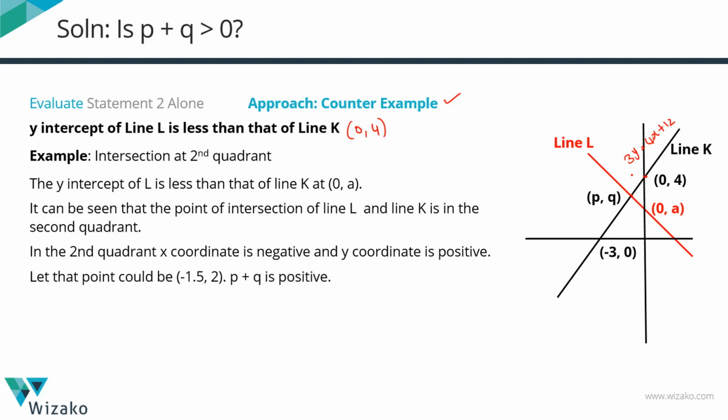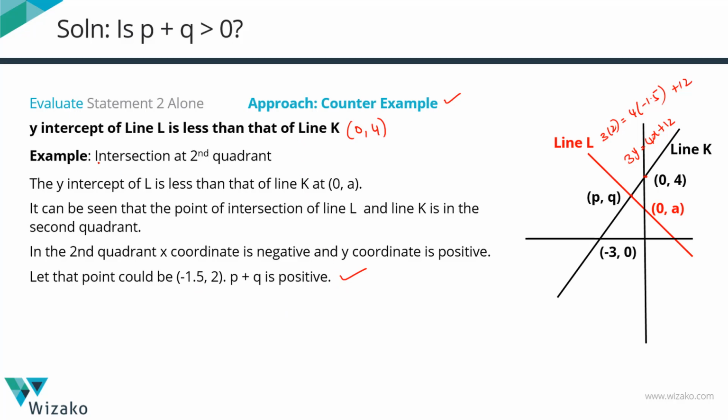(-1.5, 2) will satisfy this equation, right? Which is essentially 3 times 2, which is equal to 6. 4 into minus 1.5, which is minus 6, plus 12, which is also equal to 6. So (-1.5, 2) is a point on this line. Obviously, if it's a point of intersection, it should be a point on this line. So this definitely is a potential candidate for the point where line L and line K can intersect. If that be the case, what will be the value of P plus Q? Minus 1.5 plus 2 is plus 0.5. P plus Q is positive.